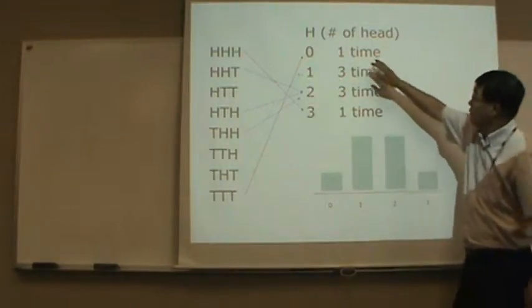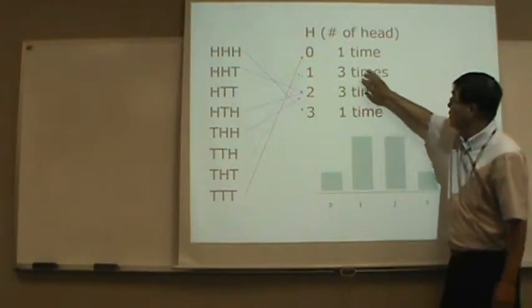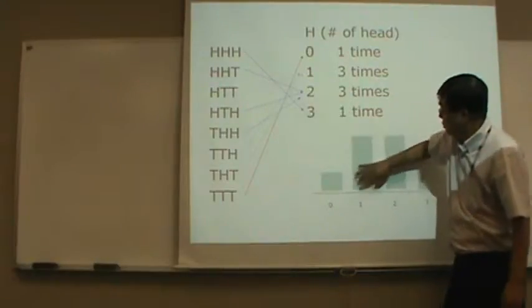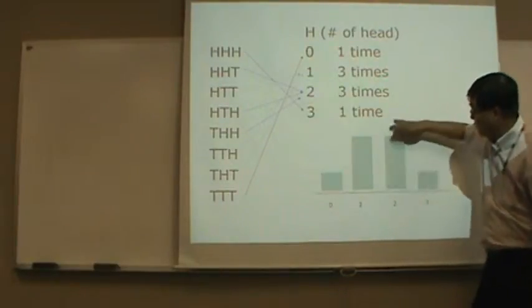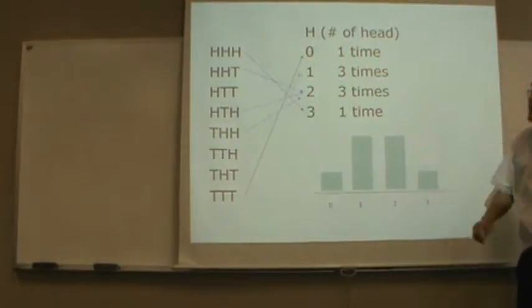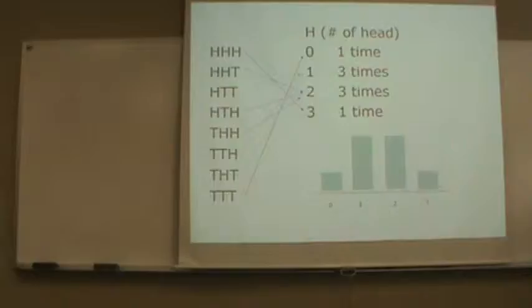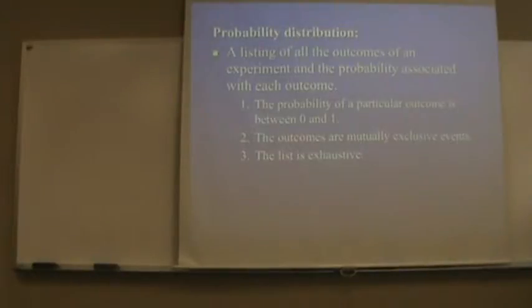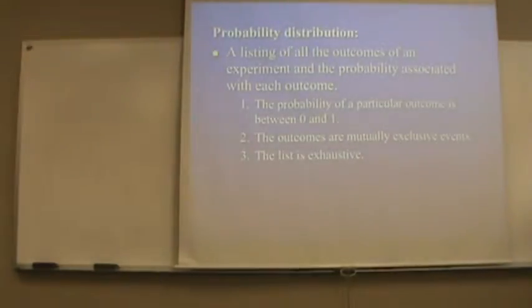Then 0, 1, 2, 3 heads with counts 1, 3, 3, 1. Something like probability distribution. That is probability distribution.